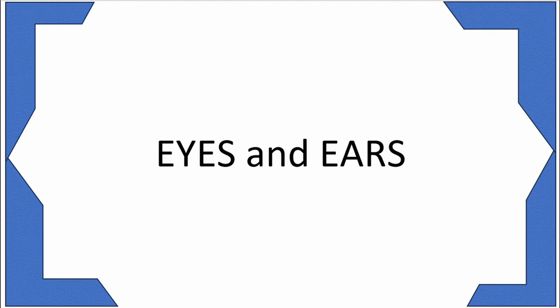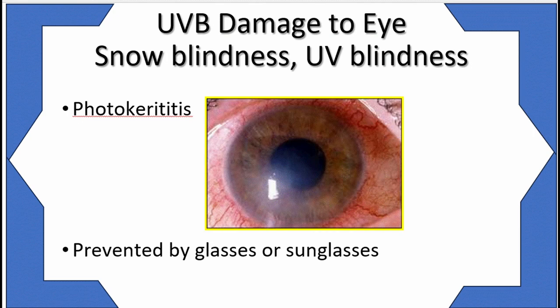Okay, eyes and ears. We're talking about mainly UVB damage to the eye. Now, this is typical snow blindness or UV blindness. Notice what happens to the cornea. On my picture, I see actually damage to the cornea. It's cloudy. So there's actually a corneal change from UV light.